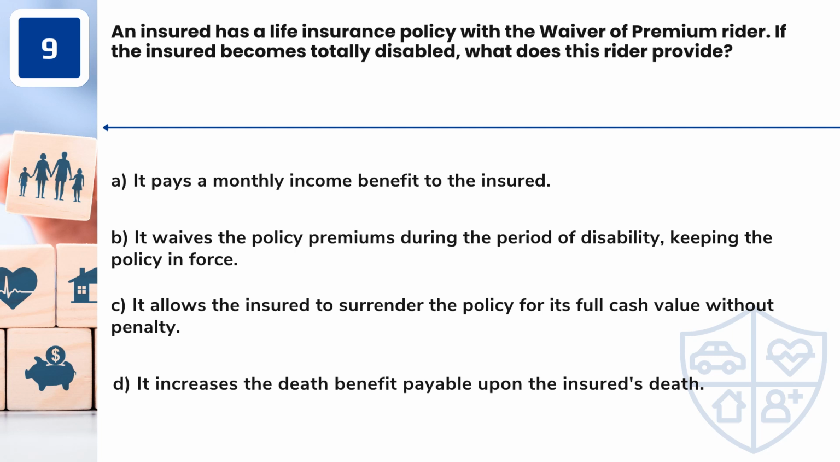Question 9. An insured has a life insurance policy with the waiver of premium rider. If the insured becomes totally disabled, what does this rider provide? A. It pays a monthly income benefit to the insured. B. It waives the policy premiums during the period of disability, keeping the policy in force. C. It allows the insured to surrender the policy for its full cash value without penalty. D. It increases the death benefit payable upon the insured's death.